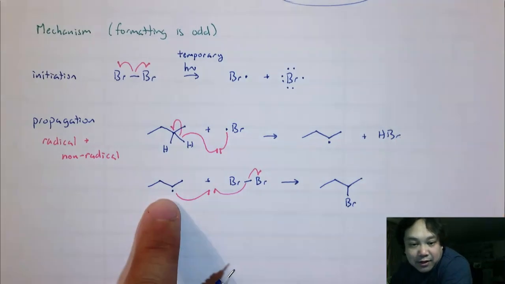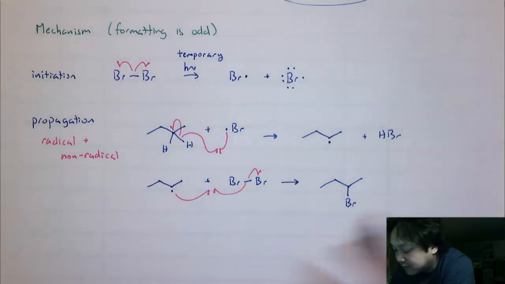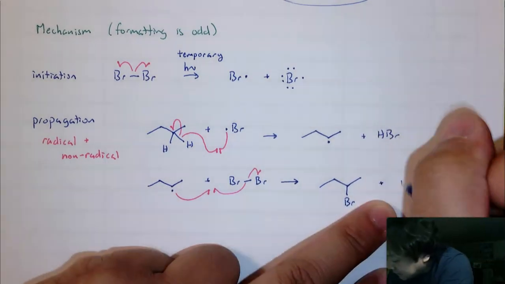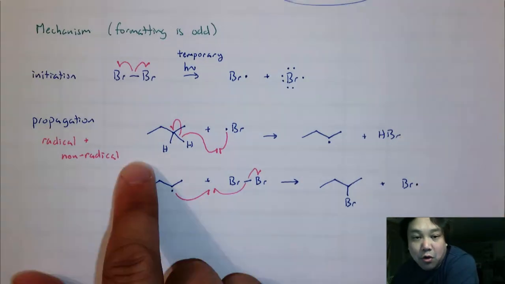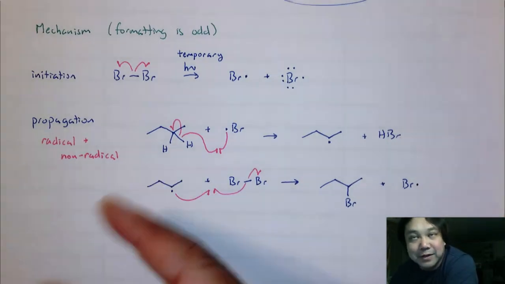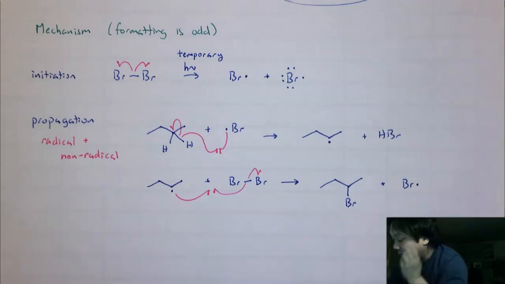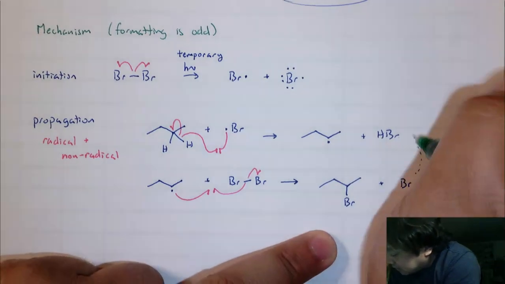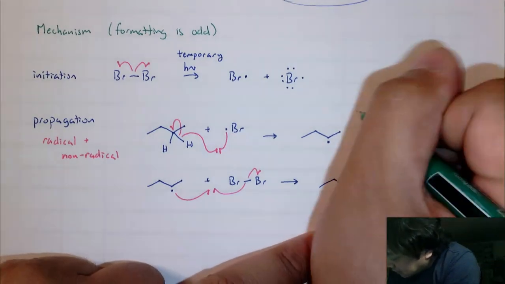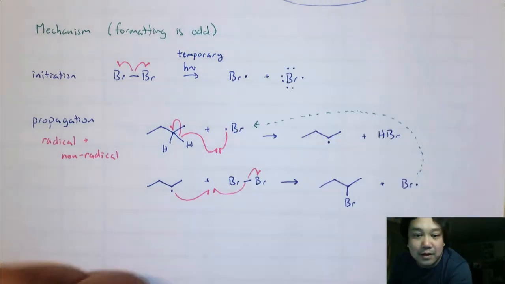See, an electron here, an electron there, brings a Br over. And you have two electrons now to make the bond, plus Br radical. Propagation. It goes on and on and on. See, this Br now can do what? It could propagate another alkane. Right there. Okay.